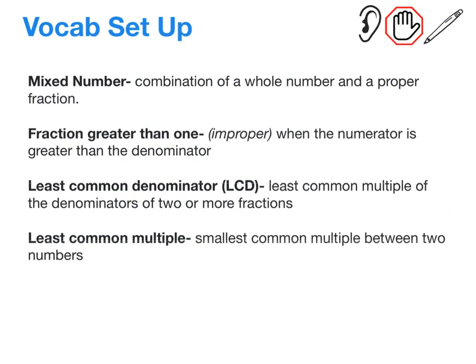For our vocab setup today, I'd like to review a few different terms. A mixed number is a combination of a whole number and a proper fraction. A fraction greater than 1, also known as an improper fraction, is when the numerator is greater than the denominator. A least common denominator, or LCD, is the least common multiple of the denominators of two or more fractions. And then the least common multiple is the smallest common multiple between two numbers.